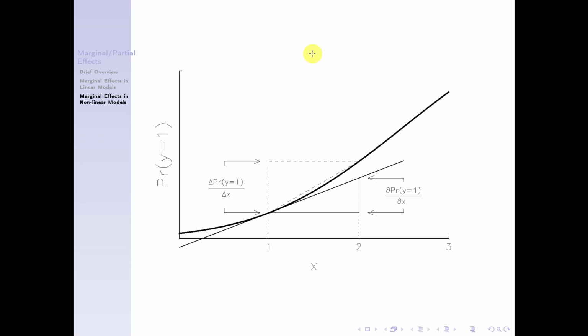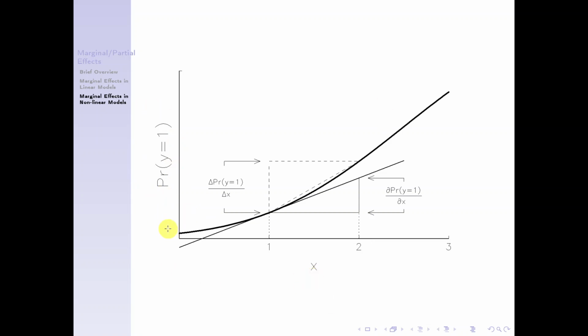So let's make it more concrete. Okay? So let's make y some probability function, and it is a function of x. So this is probability, right? And x. And its computation is a function of x.